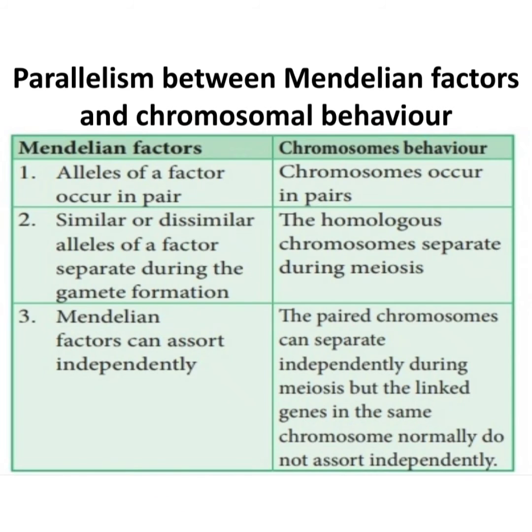So, what are the differences between the Mendelian factors and the chromosome behavior? Alleles of a factor occur in pairs, whereas chromosomes occur in pairs. Number 2, similar or dissimilar alleles of a factor separate during gamete formation, whereas in the chromosomal behavior, the homologous chromosomes separate during meiosis. Mendelian factors assort independently. In the chromosomal behavior, the paired chromosomes can separate independently during meiosis, but the linked genes in the same chromosome normally do not assort independently.